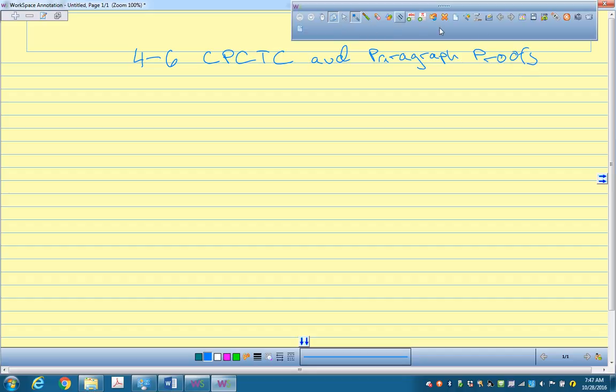So if I have a triangle, look, I put my freehand shape tool on my palette up here. Except now I can't find it. Oh, there it is. Okay.